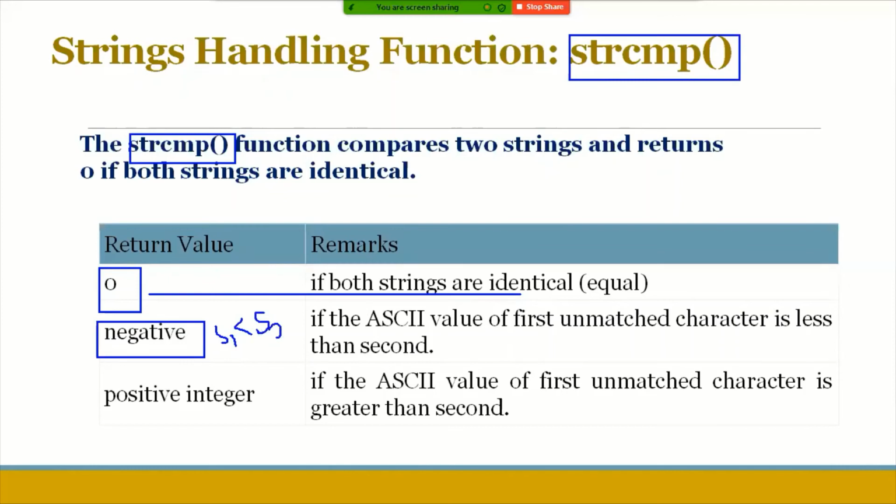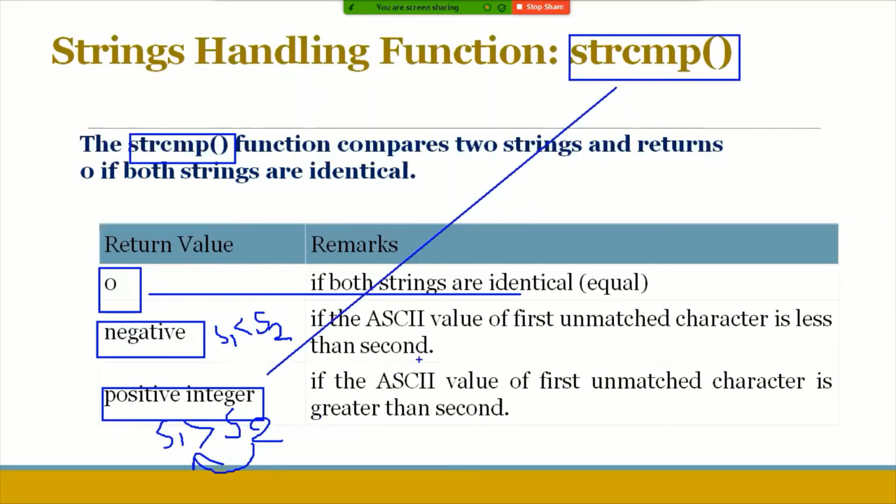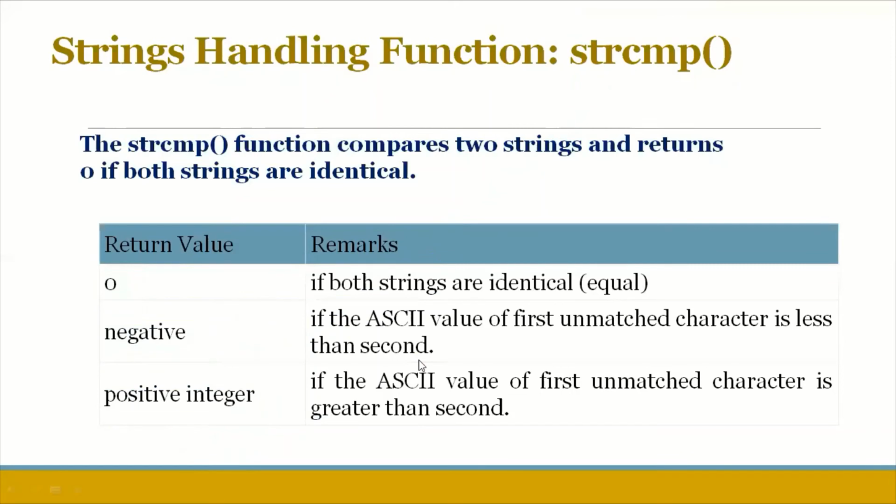In that particular case, the ASCII values of S2, the second string, will be subtracted from the ASCII values of string 1, so that the result is a negative value that will be returned by strcmp. If string 1 is greater than string S2, then after subtracting the ASCII values we'll get a positive integer. That positive integer will be returned by the strcmp function. That is about the strcmp function.